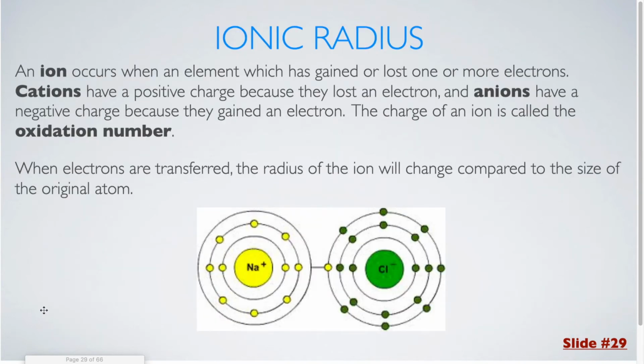All right, ionic radius. An ion occurs when an element has gained or lost one or more electrons. Cations have a positive charge because they have lost an electron. Anions have a negative charge because they have gained an electron. The charge of an ion is called the oxidation number or the oxidation state. When electrons are transferred, the radius of the ion will change compared to the size of the original atom. So that should make sense. We're changing the number of electrons, so the size of the atom should also change.